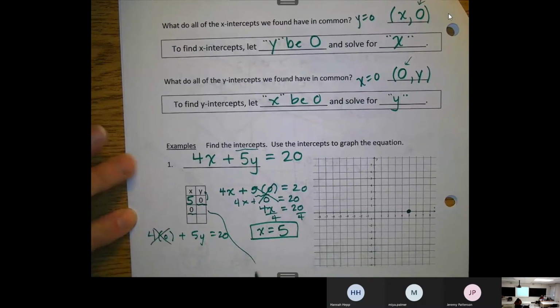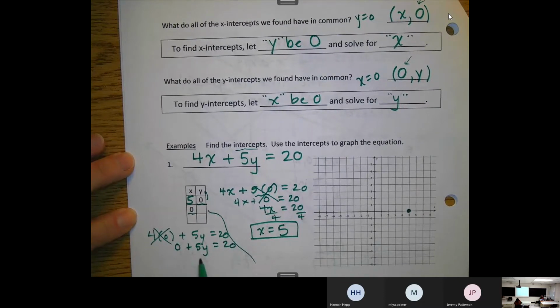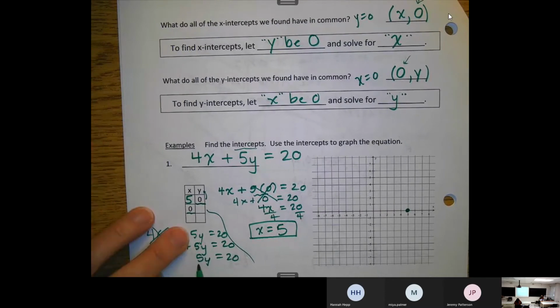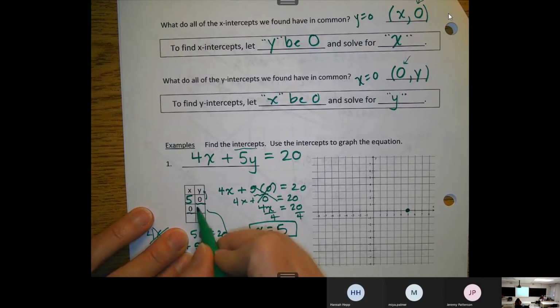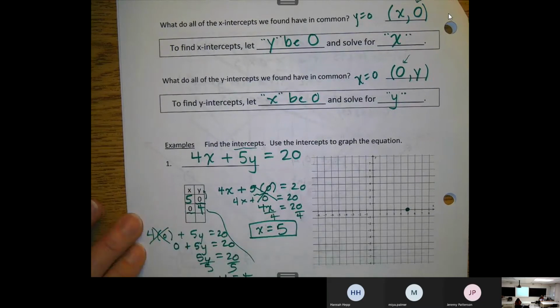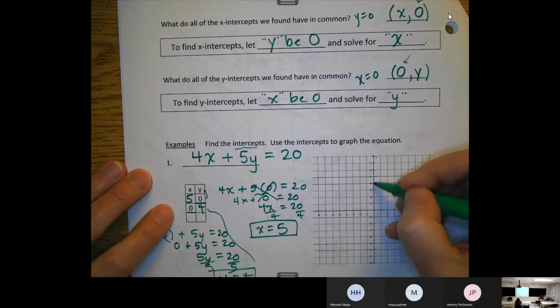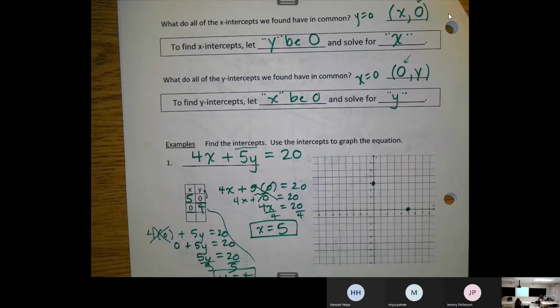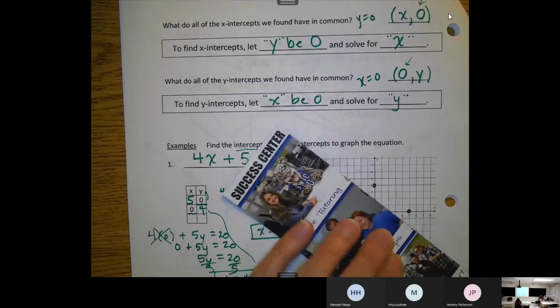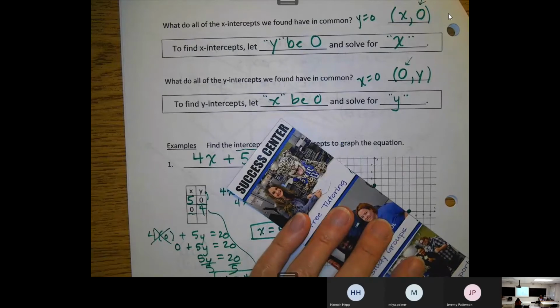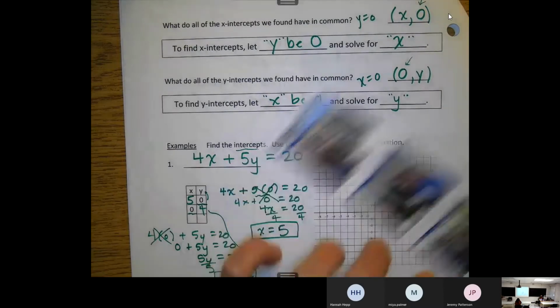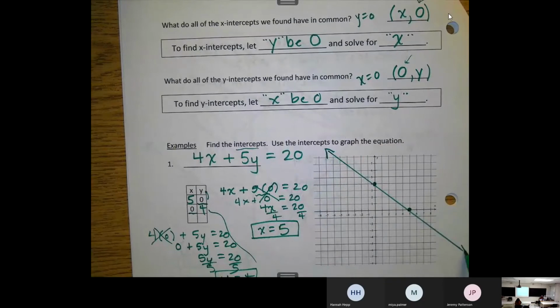So that 0 part's really just going to get wiped out. We can do a little simplifying to show that if we like, or if you want, just jump straight down to 5y equals 20. Looks like the y-intercept is at 4. So this same line is going to cross the y-axis at 4. With those two dots, we know where the line goes. We can connect the dots, make the line. That one's done.